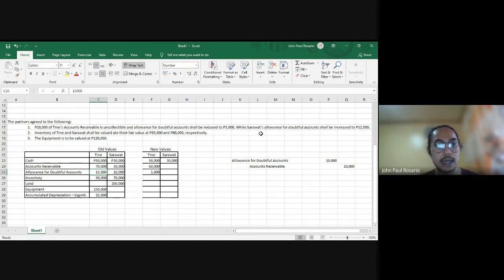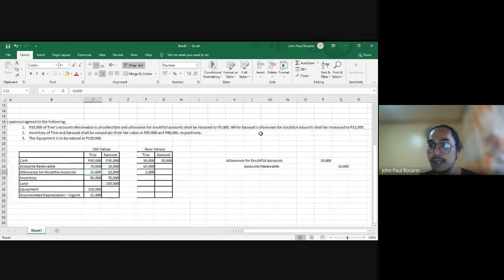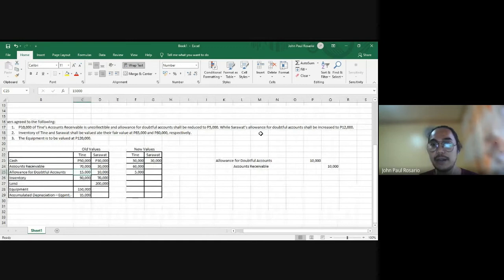So while Sarawat's allowance for doubtful accounts shall be increased to 12,000, with that, there is no agreed value for the accounts receivable in Sarawat's case. There is also no fair value given. So we go directly to the carrying amount or the book value of the accounts receivable, the gross amount of 30,000. While for the allowance for doubtful accounts, the partners agreed that the allowance should be increased to 12,000.